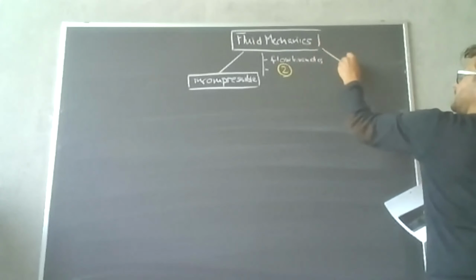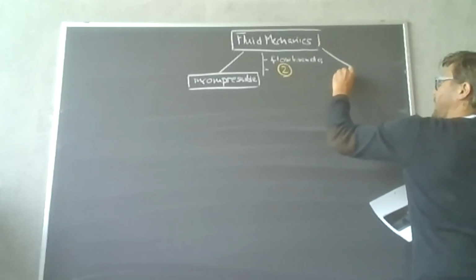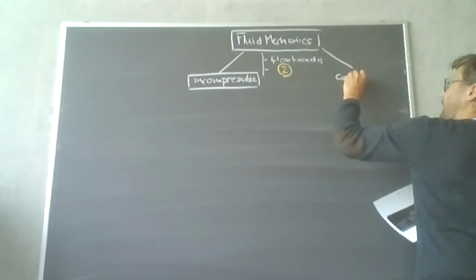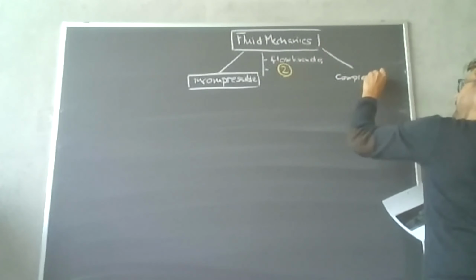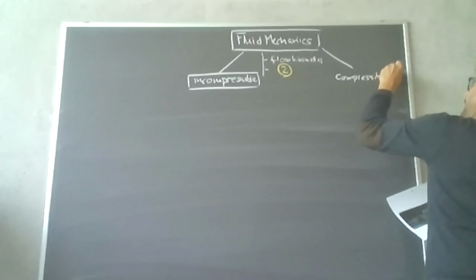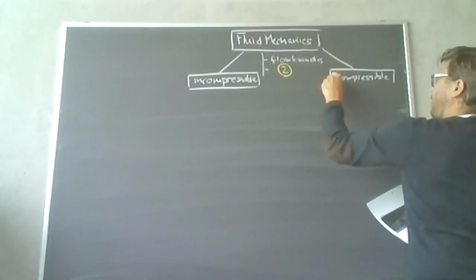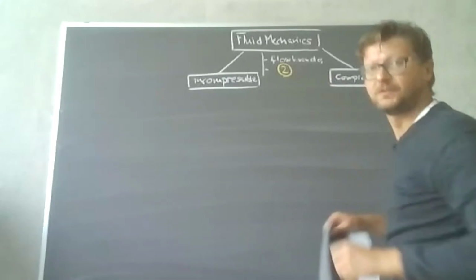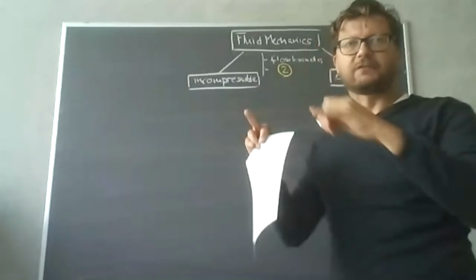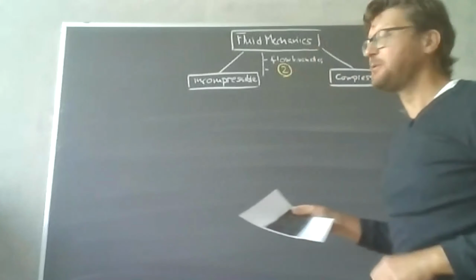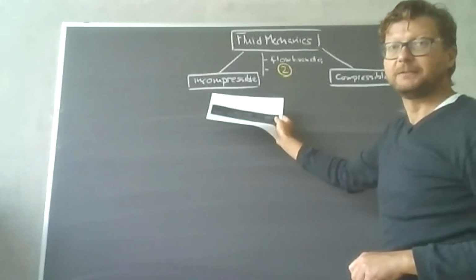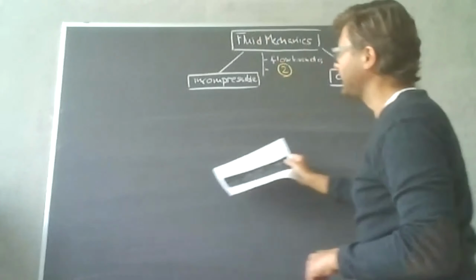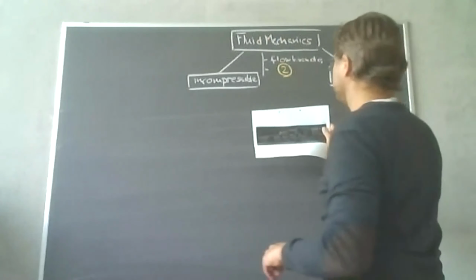On the other side, we have the compressible branch. This is one of the first distinctions that we made. And actually on the incompressible side, we made a lot more distinctions.